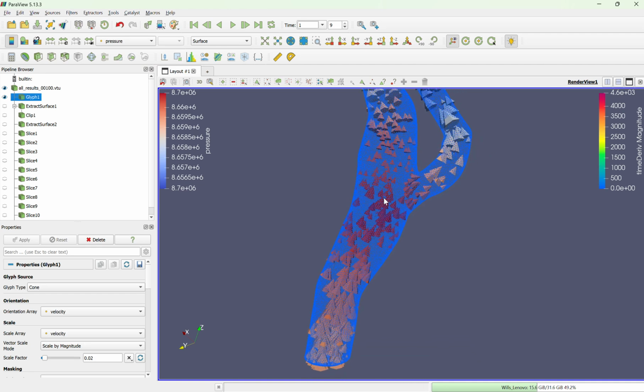The size of the cones is representative of the velocity at each point. So smaller cones have lower velocity, whereas the color itself represents the pressure. Again, we see a higher pressure and a lower velocity in these areas, as well as a higher density of cones. That means a lot of the blood is collecting here and causing some pressure before this bifurcation.